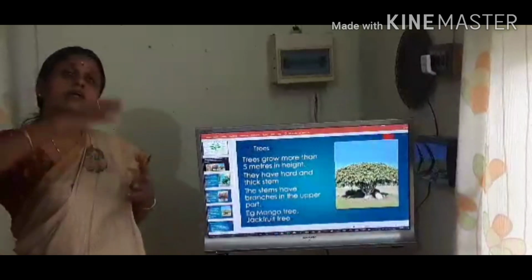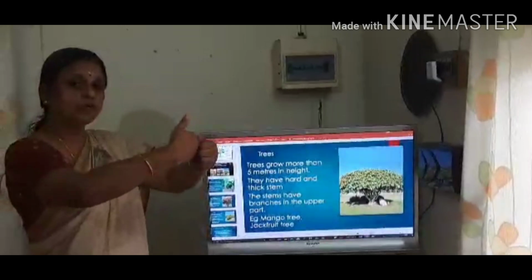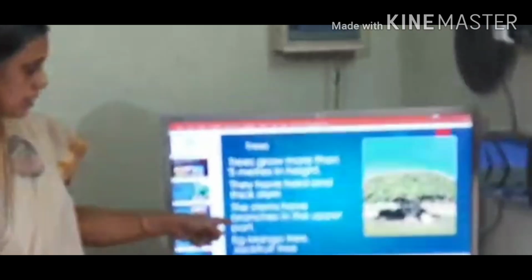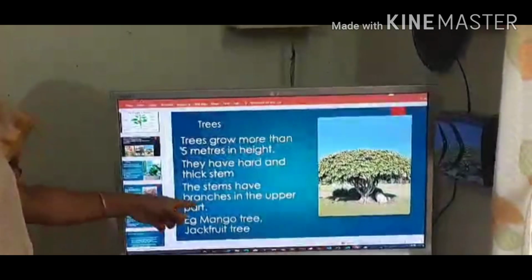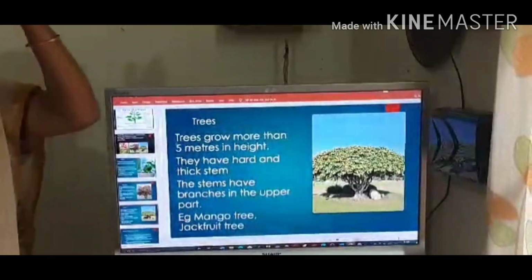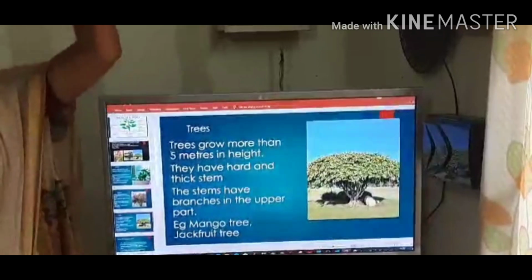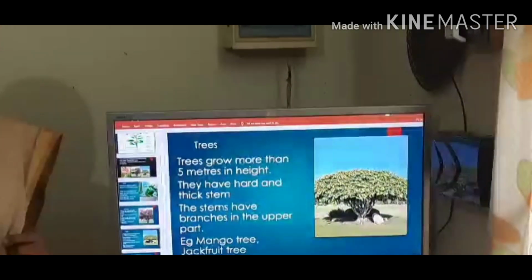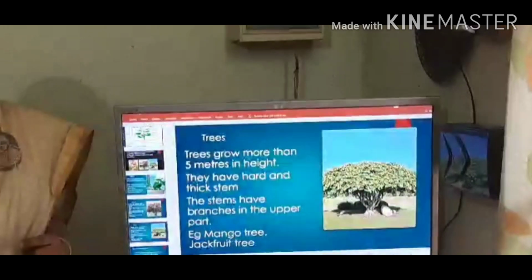A mango tree is having a hard and thick stem. You can even hold it around with your hands. The stems have branches in the upper part. The mango tree will grow and then on top it is having many branches. Example, mango tree and jackfruit tree.